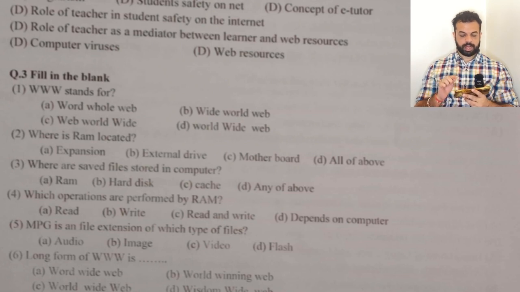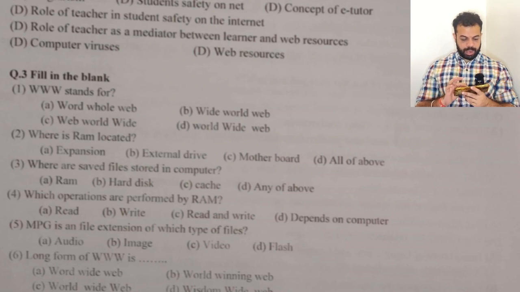Next is where is RAM located? 4 options. Third is where are saved files stored in computer? Now 4 options are given. Fourth is which operations are performed by RAM.